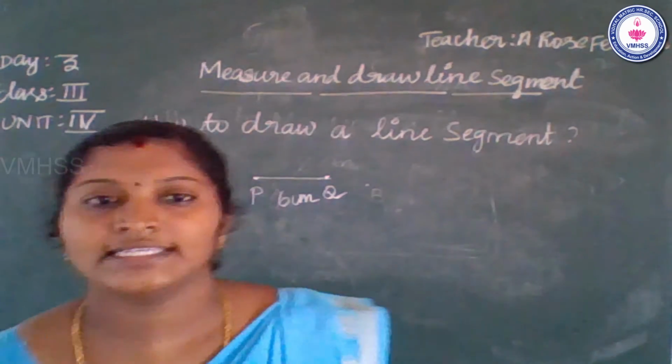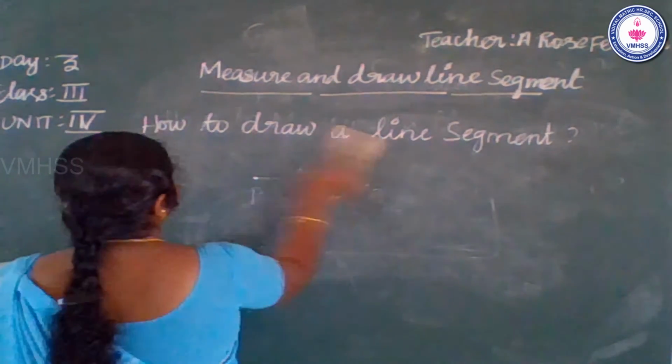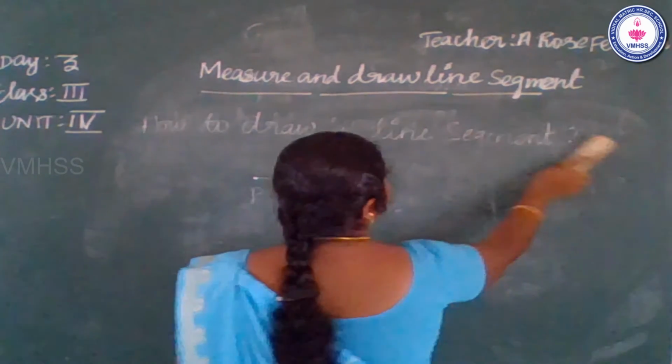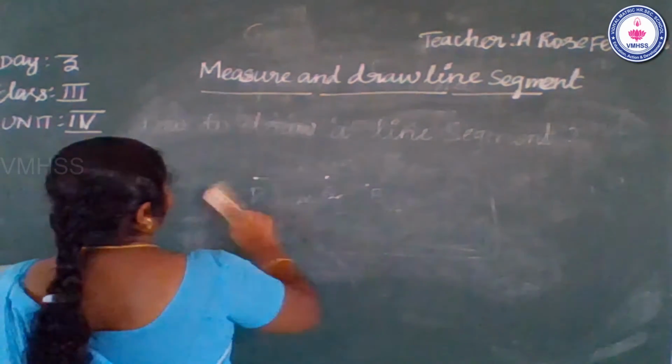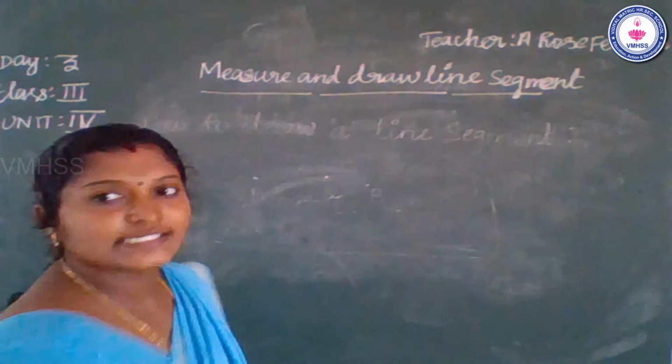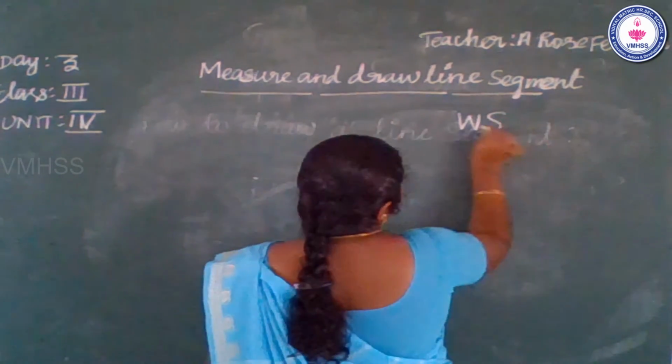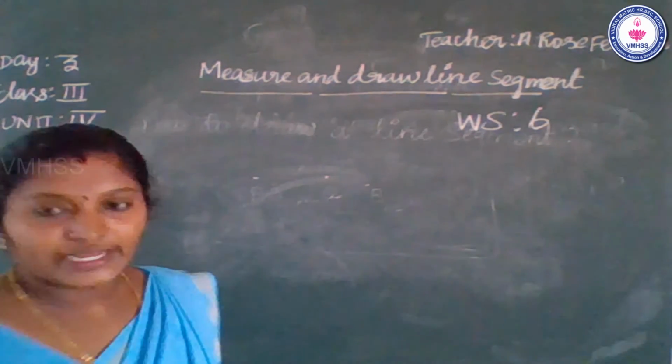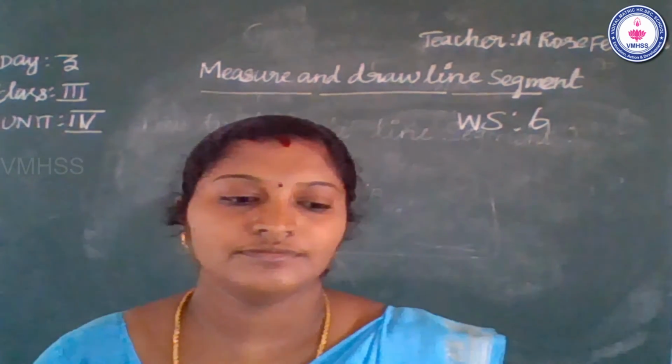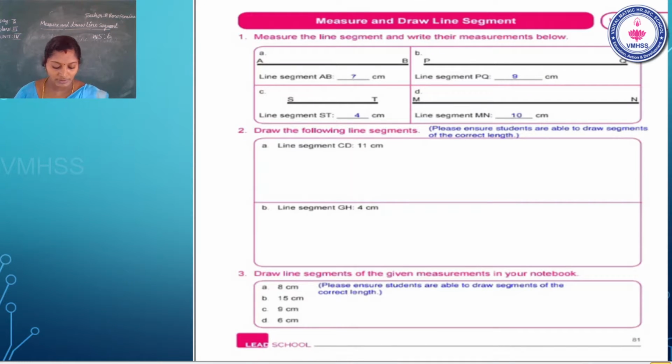Worksheet number 6. Students, take up worksheet number 6. Okay, ma. So you take page number 81. See the slide. So what is the first question? Measure the line segment and write your measurement below. Okay, students, I will try only the first sum. So the other sums are homework for you.